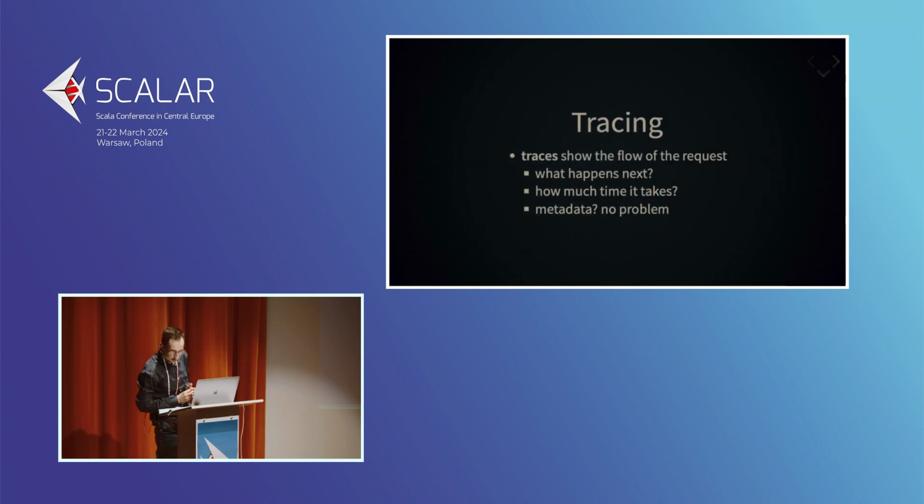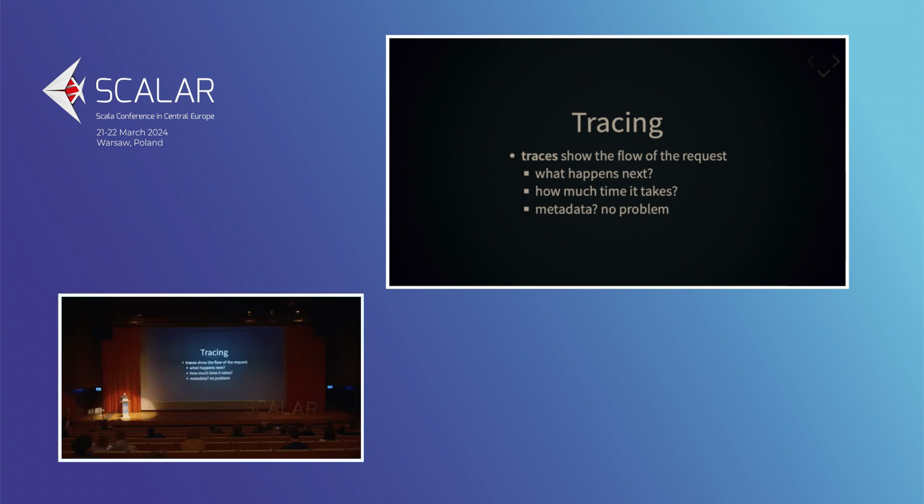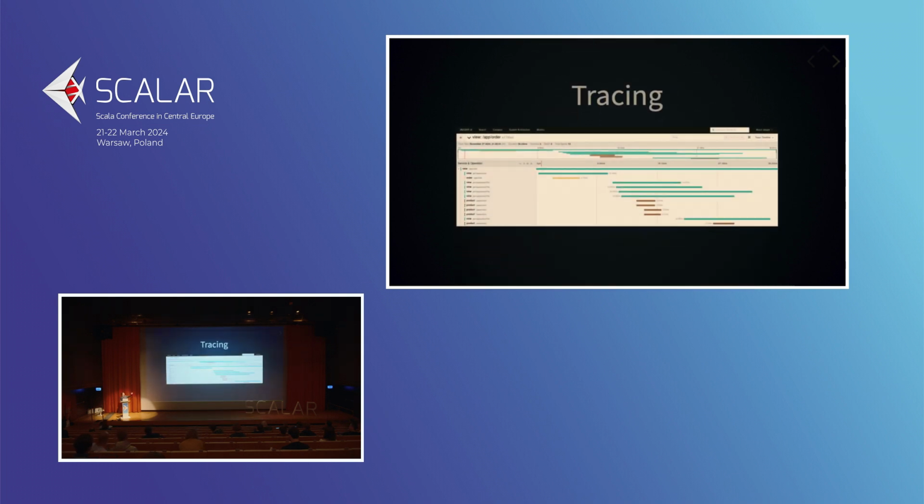Okay, I'm slowly running out of time. But tracing. So tracing shows what happened and how much time it took. Also, traces hold some metadata. This is how it looks. This is a screenshot from Jaeger, a backend for tracing. So you can have a look at how much it took to process a request. If you have multiple services, you can also have a look at that. If you have an internal database call or some logic or something else, you can also see individual traces.